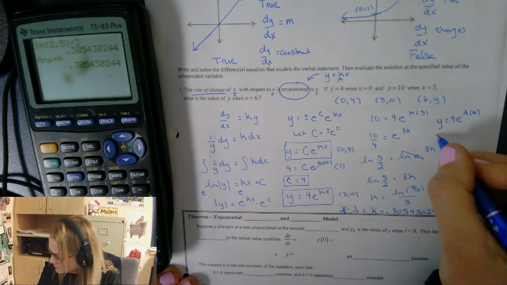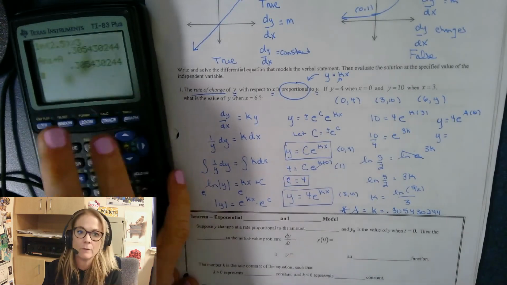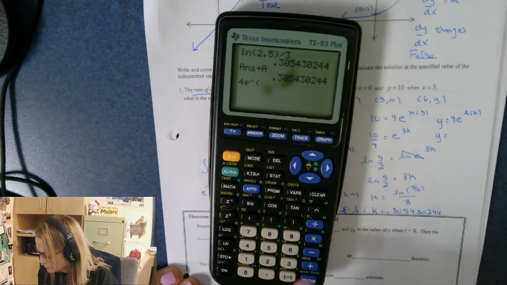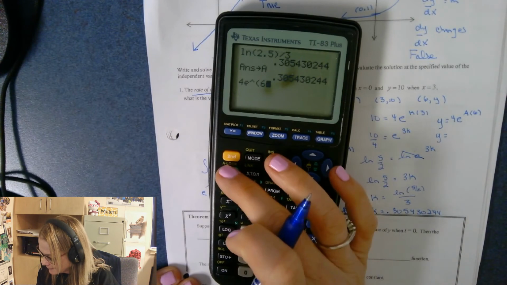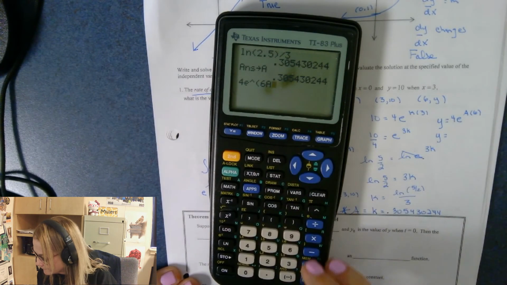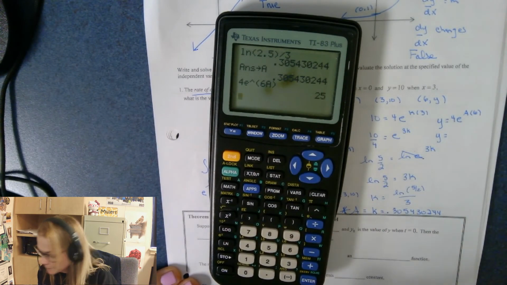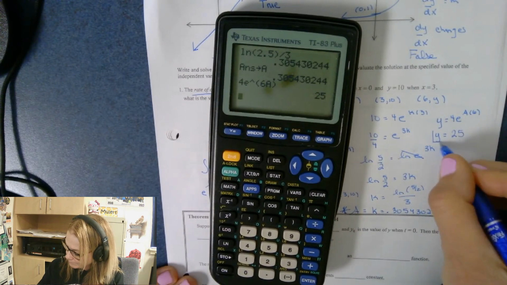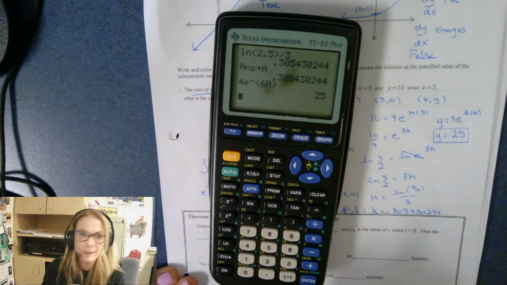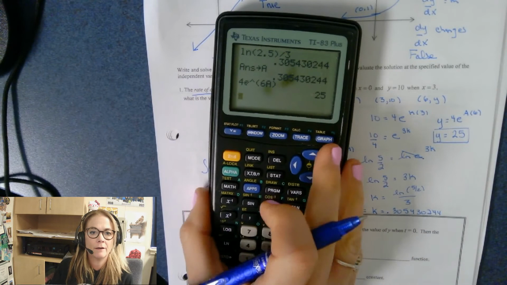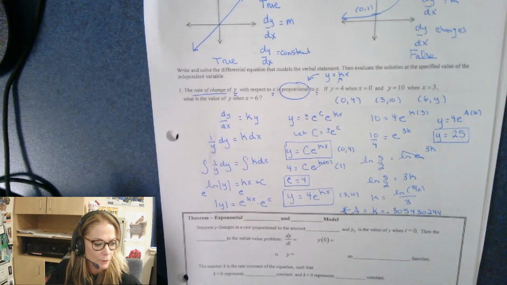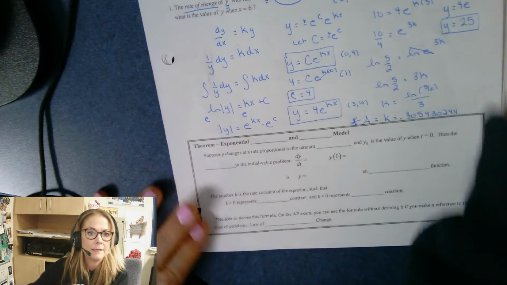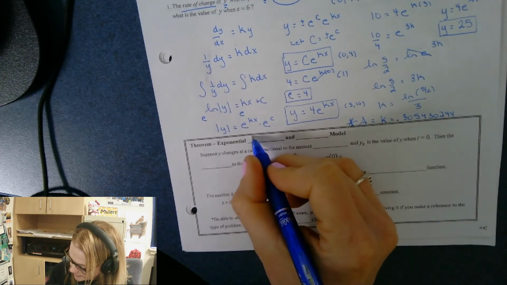All right. So to answer the final question here, we'll just go 4e to the 6 alpha A, enter. Okay, and it comes out to 25. All right, so there's a progression there of just kind of an exponential growth and decay problem. Okay, so this theorem is the exponential growth and decay model.